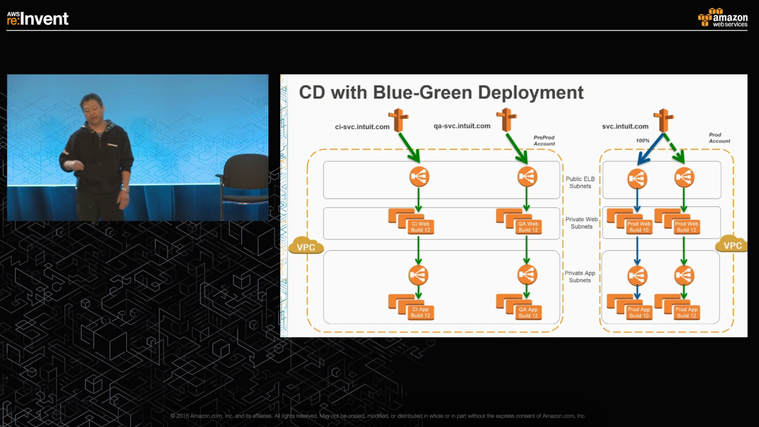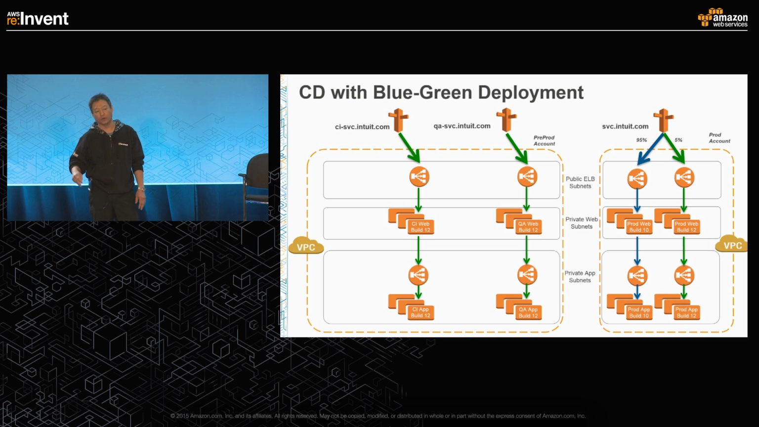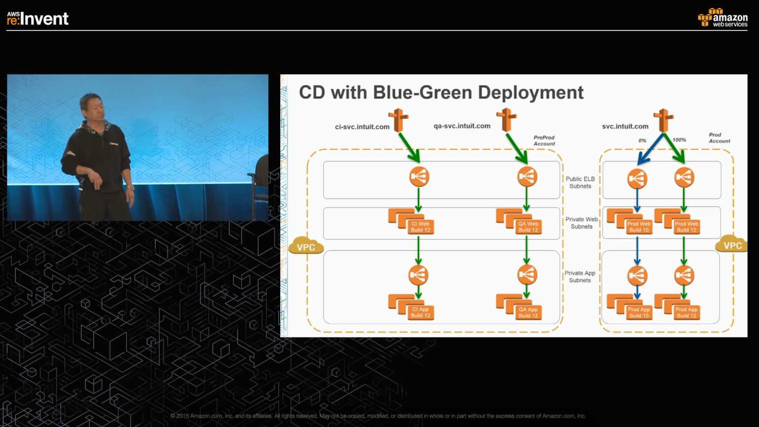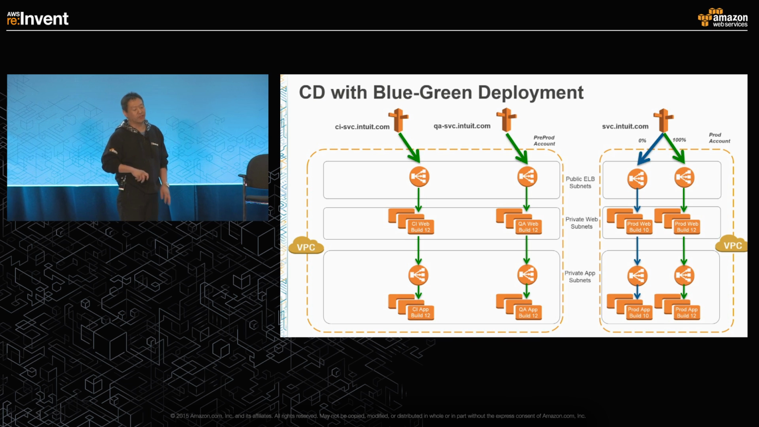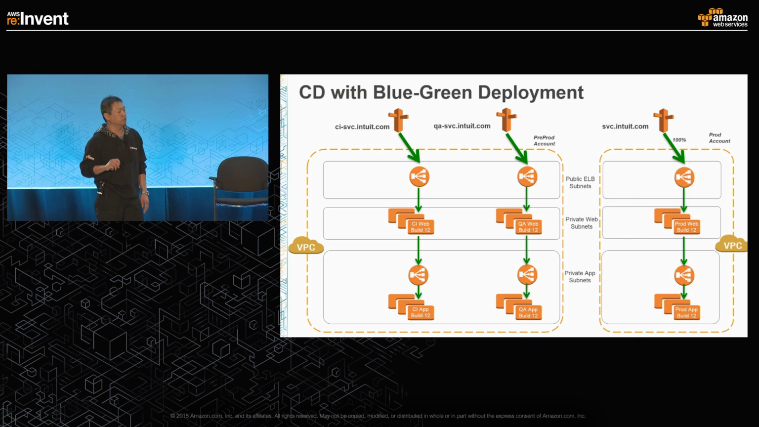Let's go to the other scenario where, let's say the green stack is good enough and we feel confident that we want to move forward. All we do is gradually increase the traffic to the green stack until we have 100% of traffic there. We drain your connections to the blue stack, make sure nothing's going through there, then we destroy your blue stack.